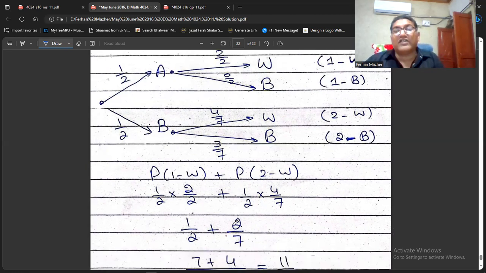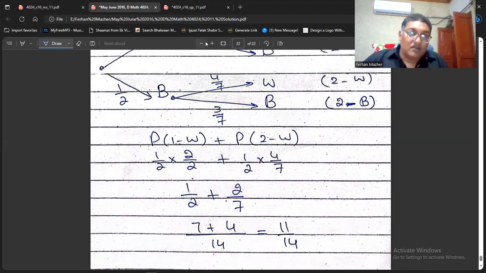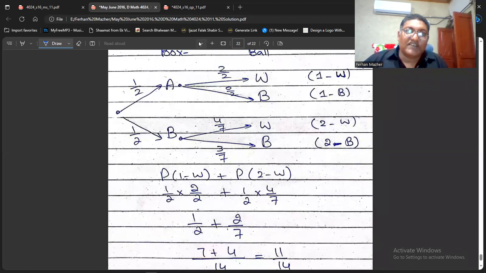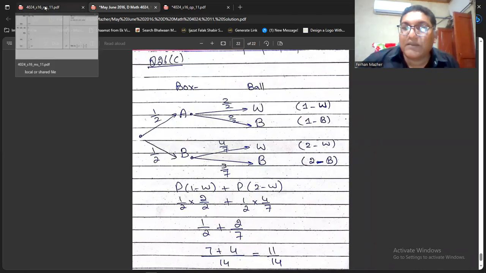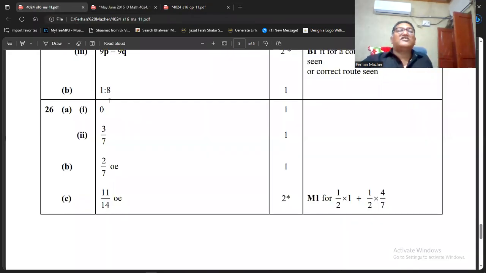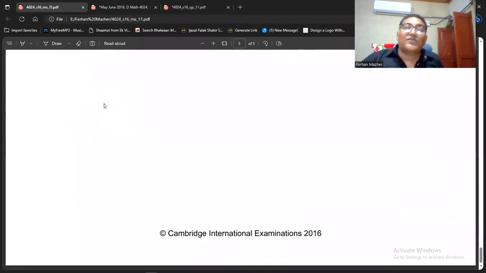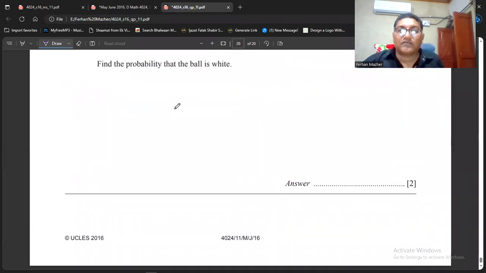That will be 1 by 2 plus 2 by 7. Take the LCM, that will be 14. So you will have 7 plus 4 equals 11 by 14. Let me reduce the size so you can see the whole thing together. Okay. That's question number 26C part. 11 by 14 is the answer. This is the right answer, sir. Okay, so we have reached the end of this paper.